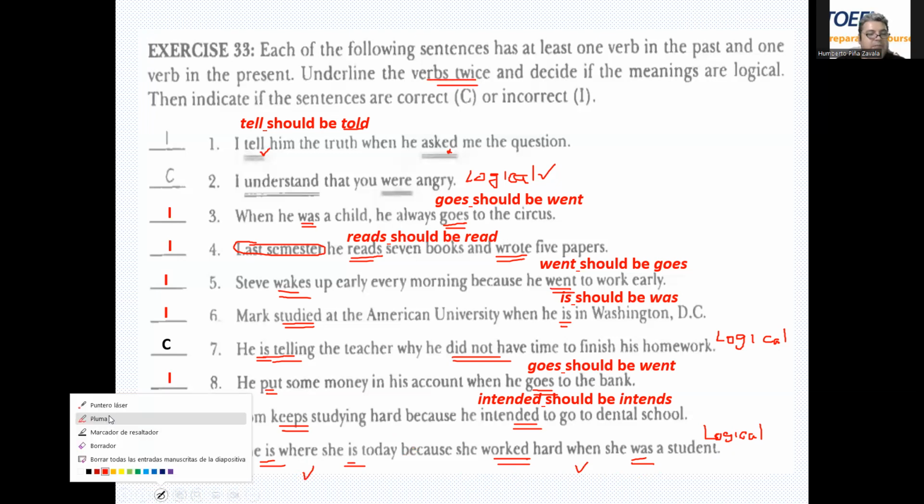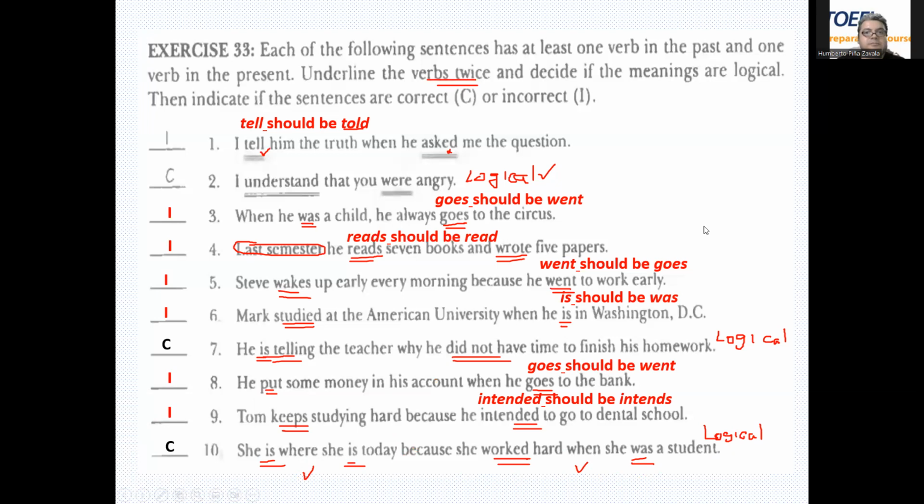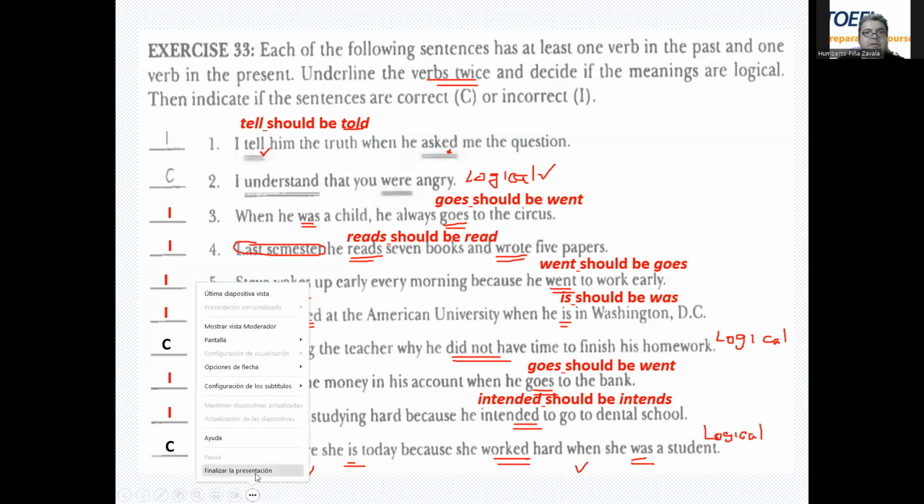All right, guys, so take a look at what we did here. Compare with your answers. And if you have any questions, please let me know in the comments below so I can get back to you. So thank you very much for paying attention.